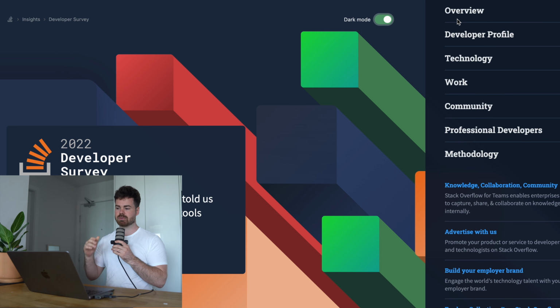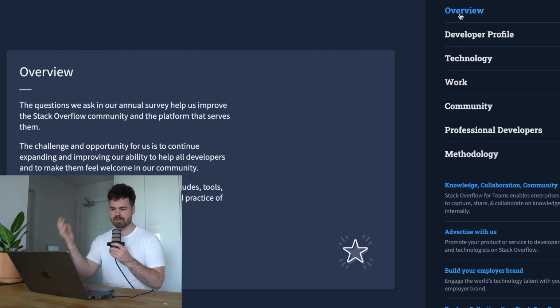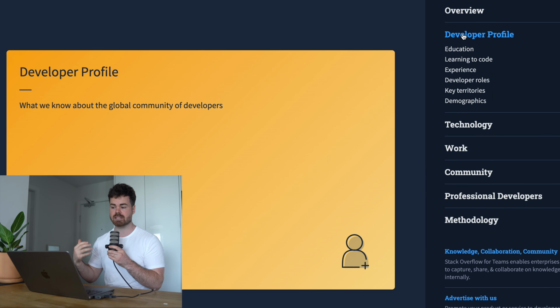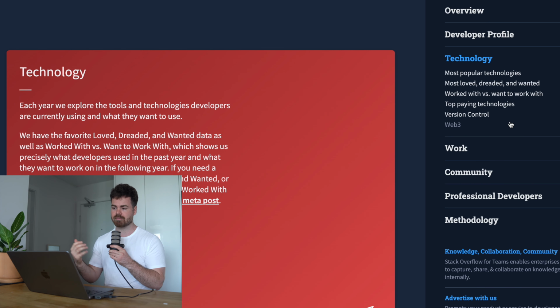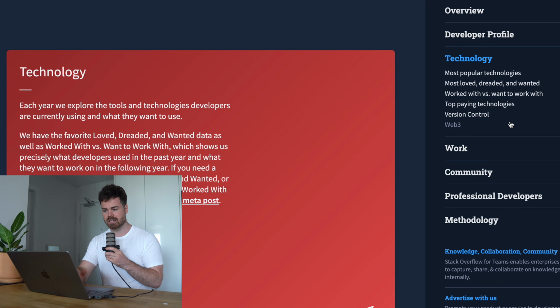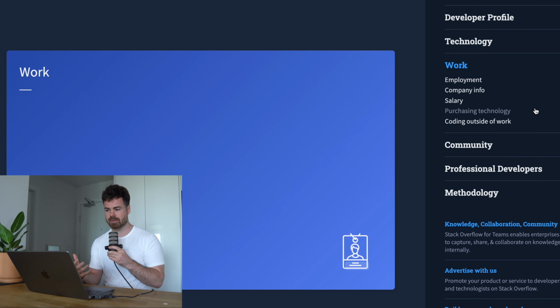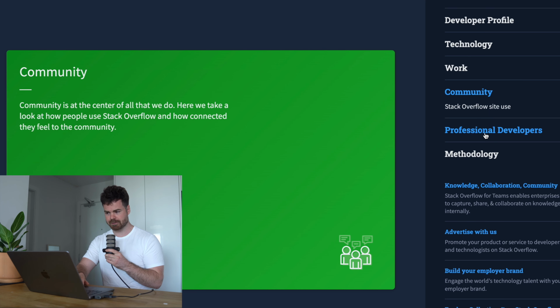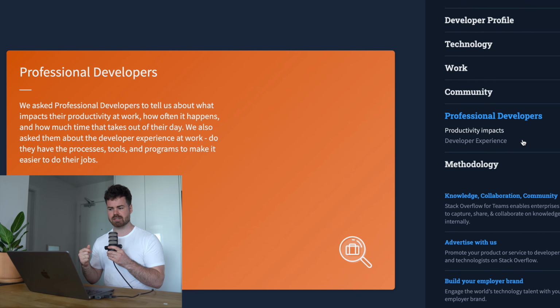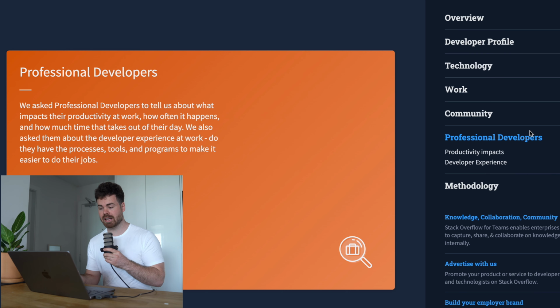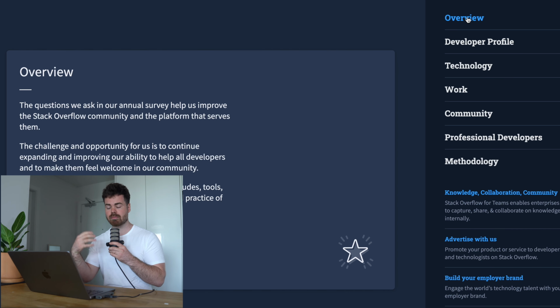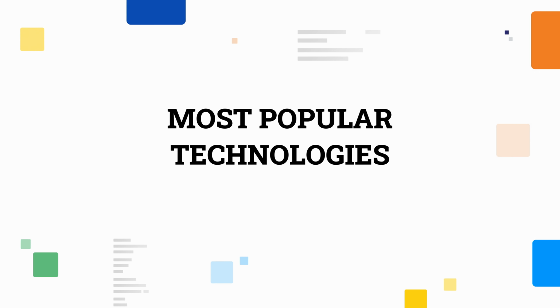This is broken down into several topics. We have overview, which covers a general overview, developer profile, which covers things like education, learning to code, experience, the type of roles that you have, technologies, so the most popular, loved, dreaded, and wanted, what you work with as opposed to what you want to work with, top paying technologies. We also have a section on Web3 this year as well. We can go into work, your employment, salary information, company info, whether or not you code outside of work. There's a community tab as well, and also some sections for professional developers. There's also a methodology tab as well if you wanted to dive into how the survey was put together and constructed. So let's jump straight into technology.